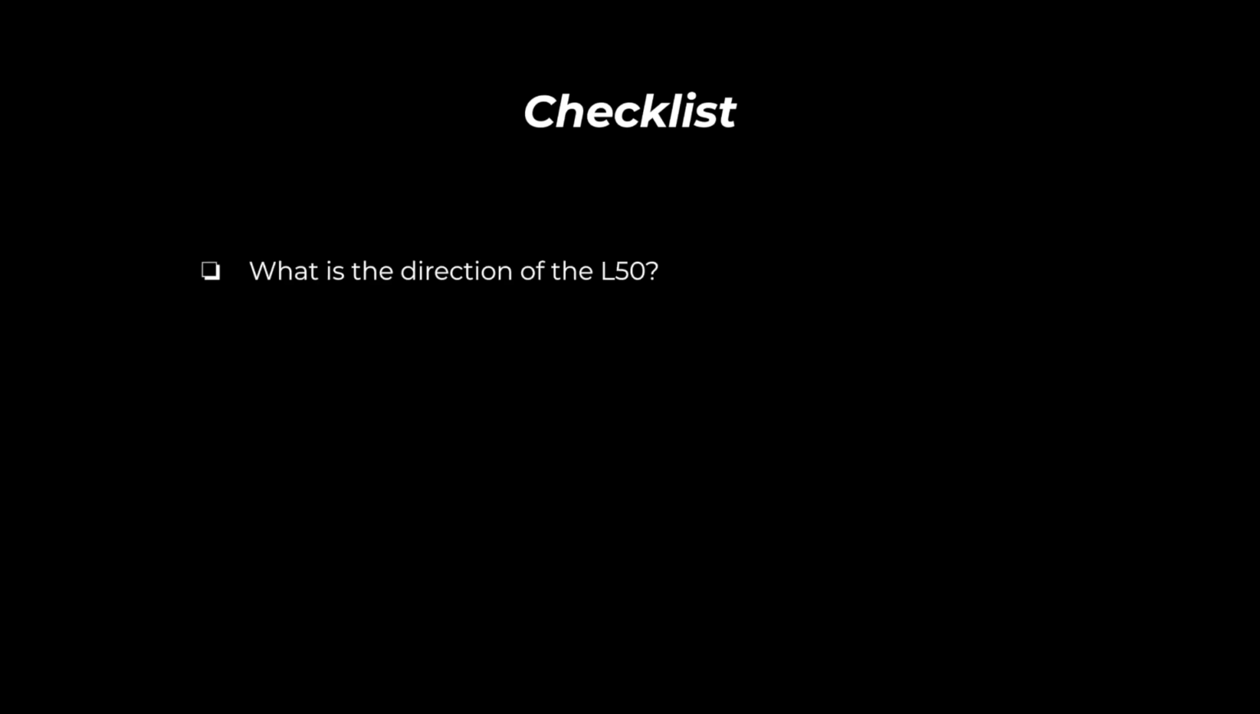So let's review the checklist one more time. The first thing we're looking for every day, what is the direction of the liquid 50? Are we in the buy zone? Are we in the sell zone? Where are we going? Is it in one zone all day or is it swapping? Is it sitting at the stationary 50? Understanding where that liquid 50 is the first thing you should be doing every day.